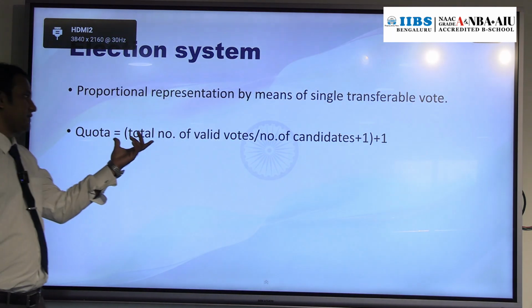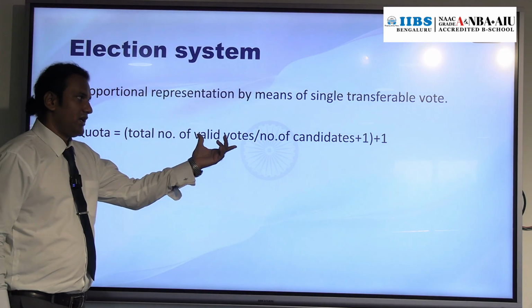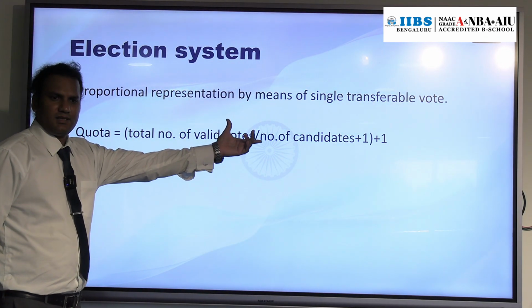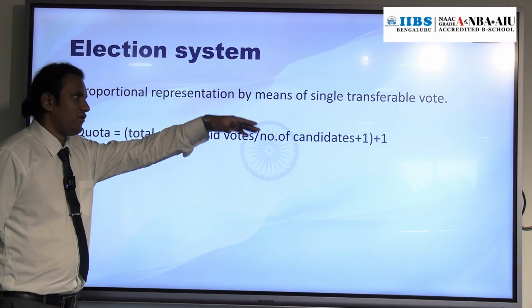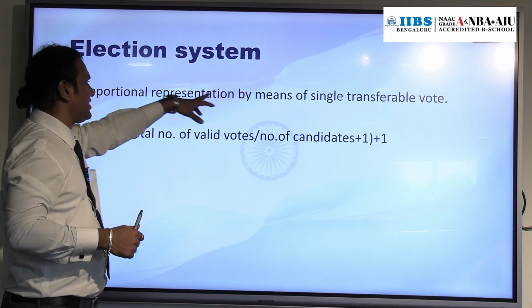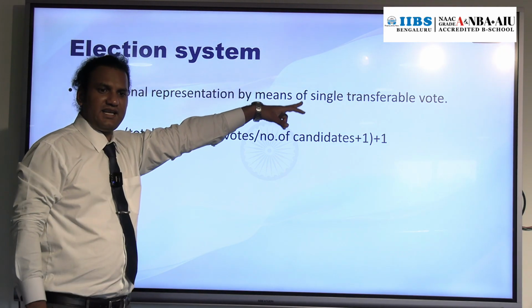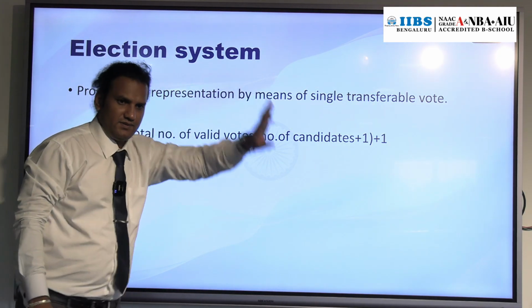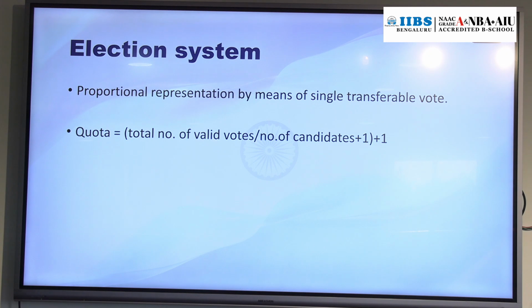Okay, see, quota system. What is it? The total number of valid votes divided by number of candidates plus 1, whole plus 1. Understood? So this system is a quota system. Method, what is that? Proportional representation by means of single transferable vote. Okay, what does it mean?